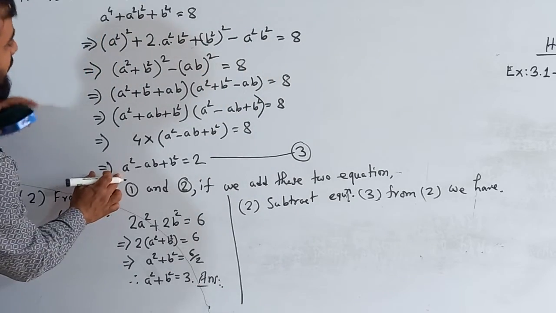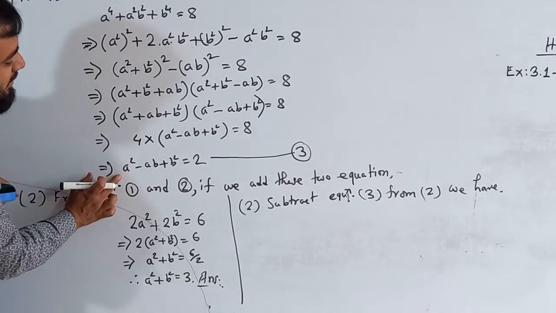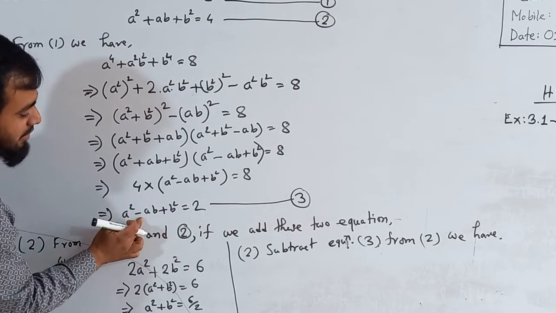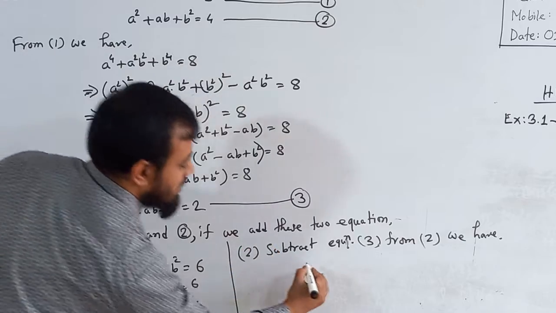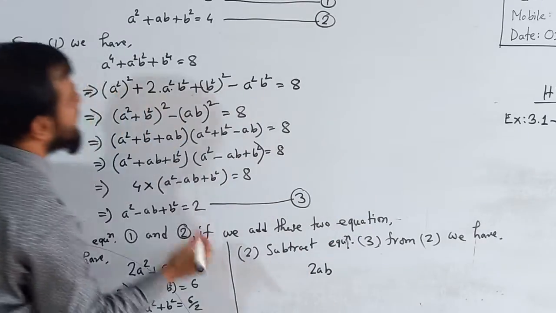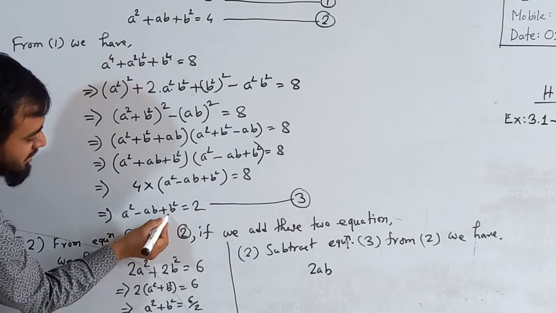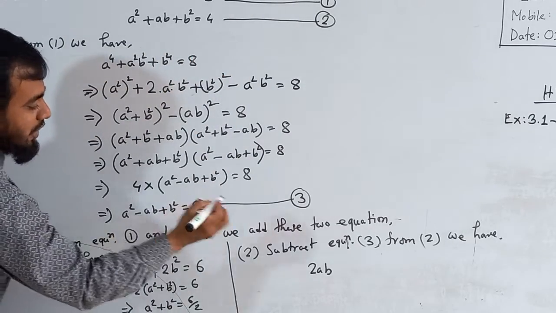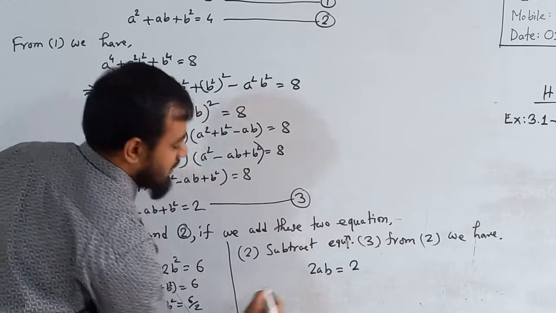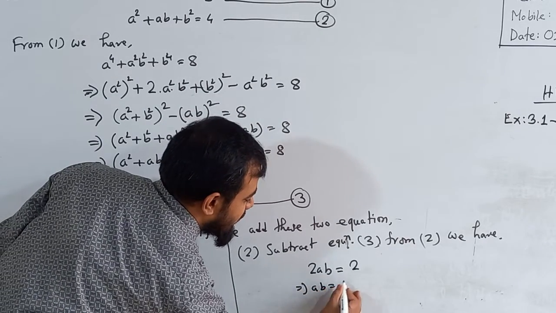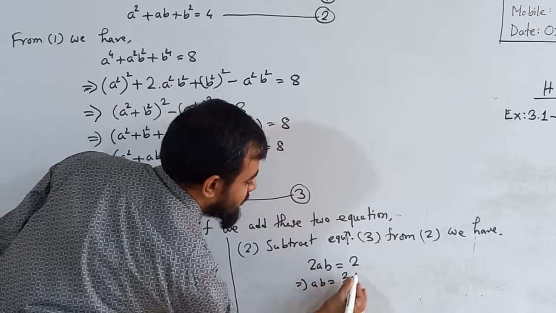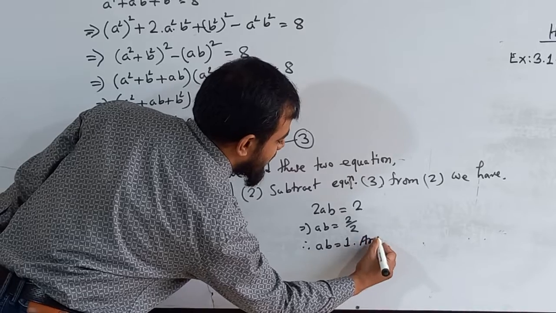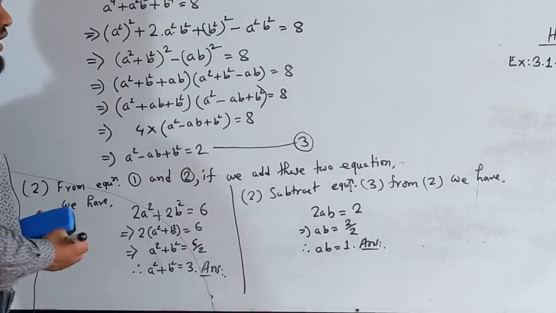If we subtract this one from this, a squared minus a squared will vanish. Now minus ab will be positive, ab plus ab, it will be twice ab. b squared minus b squared will vanish. On the right side it will be 4 minus 2 equal to 2. It implies that ab is equal to 2 over 2. We have transferred this 2 to the right side. Therefore ab is equal to 1, which is our answer of the second part of question number 2.